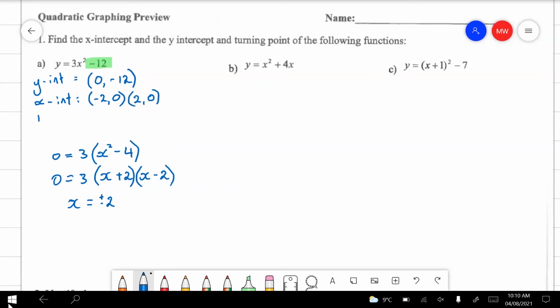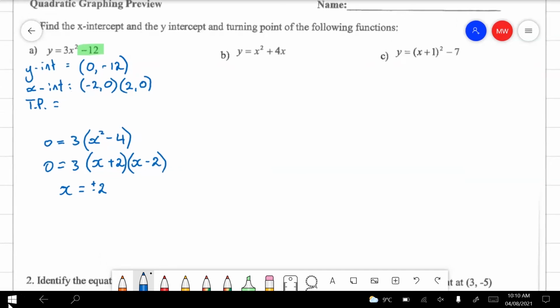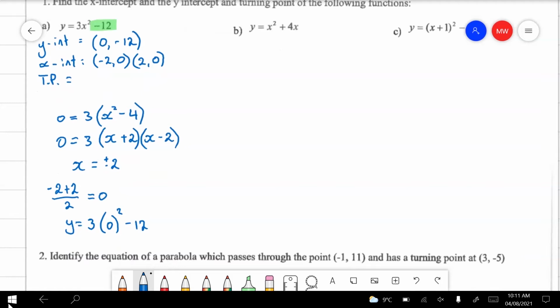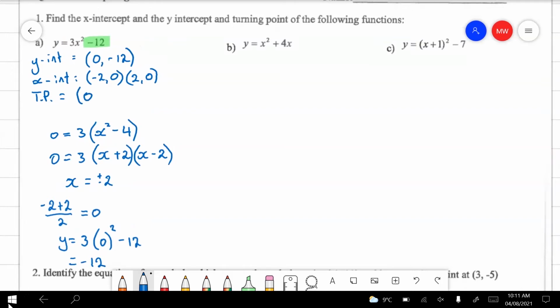Now all I need is my turning point. One of the ways to find the turning point is to find halfway between the two x-intercepts, and that will give me the x value of the turning point, so I'll do it that way. So I say minus 2 plus 2 divided by 2 will give me 0. And if I then substitute that into the original equation, y will be 3 times nothing squared minus 12, which of course will give me the answer minus 12. So I have a turning point where x is 0, y is minus 12. Just so happens that that's also my y-intercept. I've named it up for my marker.